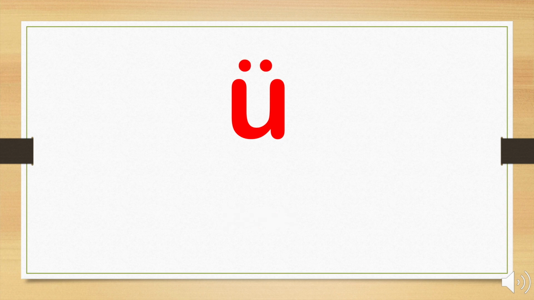The last one, yu. This is the only new letter in the Chinese alphabet. It has 2 dots on the top. Sounds like u, but slightly different. Now follow me. Yu, yu, yu.